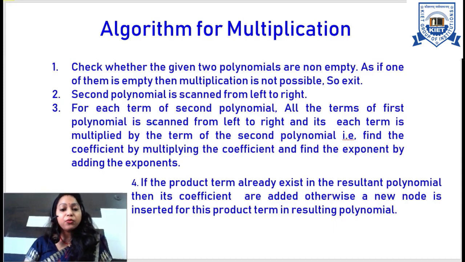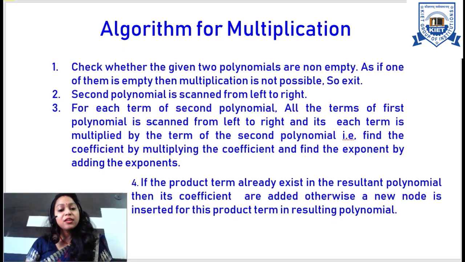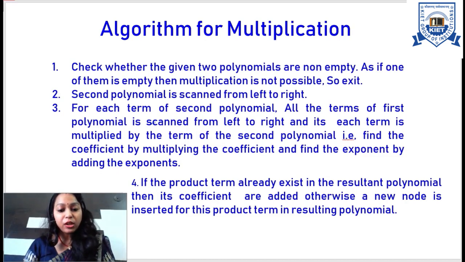But if the two given polynomial equations are non-empty, then we scan the second polynomial equation from left to right, and for each term of the second polynomial equation, all the terms of the first polynomial equation are scanned from left to right, and each term is multiplied by the term of the second polynomial. That is, we find the coefficient by multiplying the coefficients of both terms, and we find the exponent by adding the exponents of both terms.